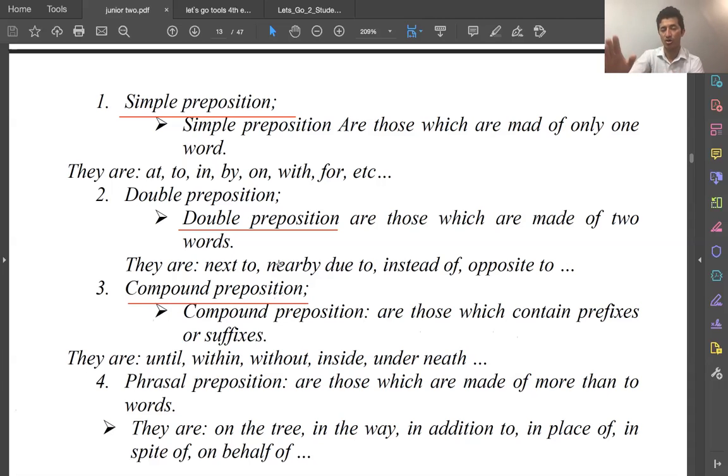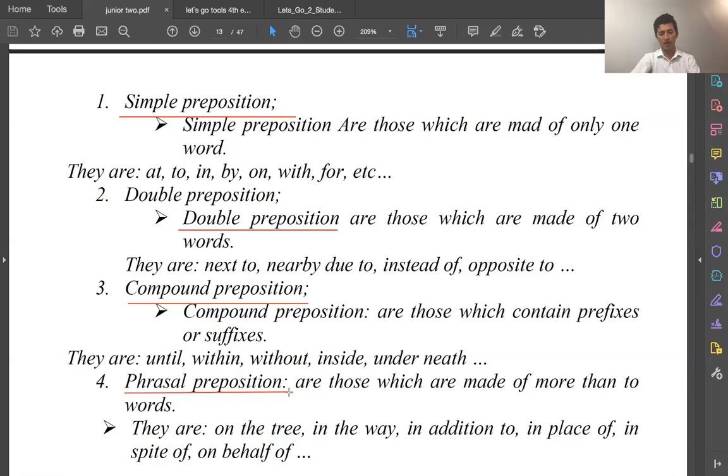A prefix is a part of a word that is used at the beginning of another word, and a suffix is a part of a word that can be used at the end of a word. Like what? Until, within, without, inside. So it's side and in. Under, underneath. We'll study each of them, every single one. Don't worry about that.